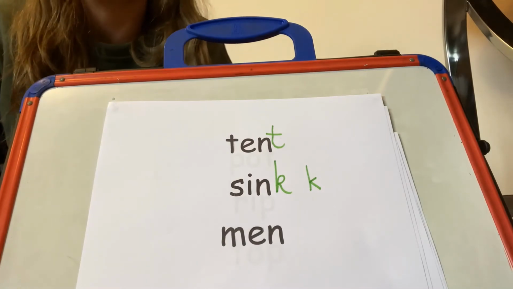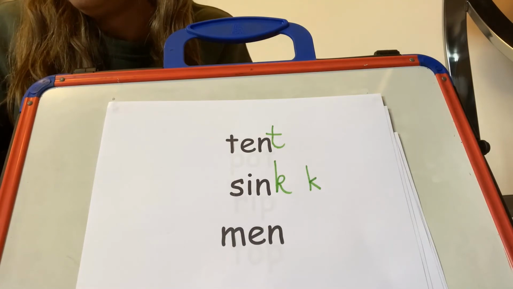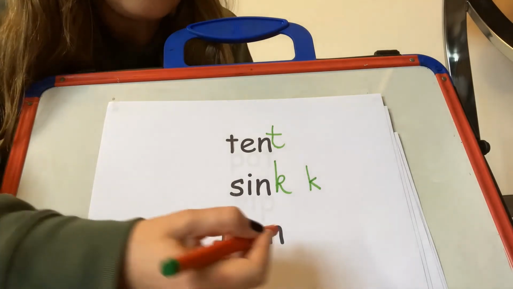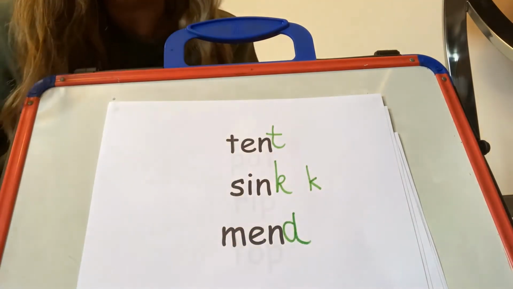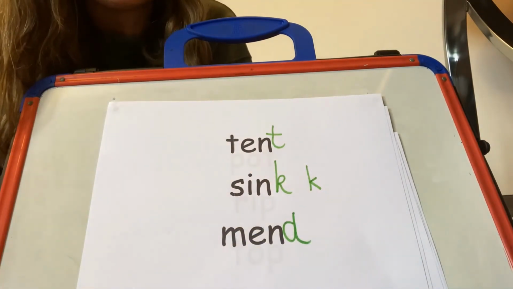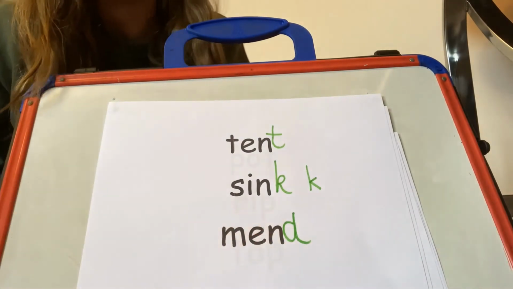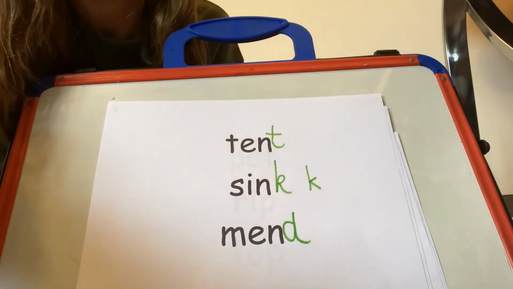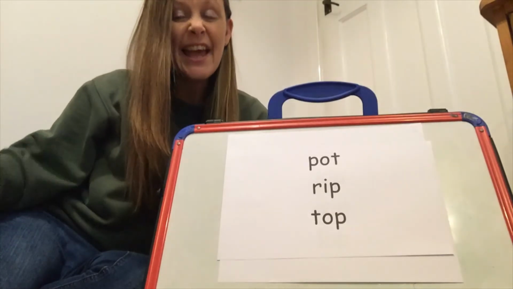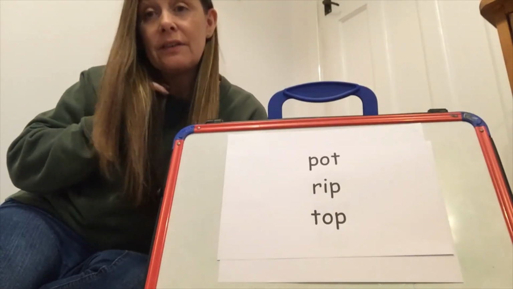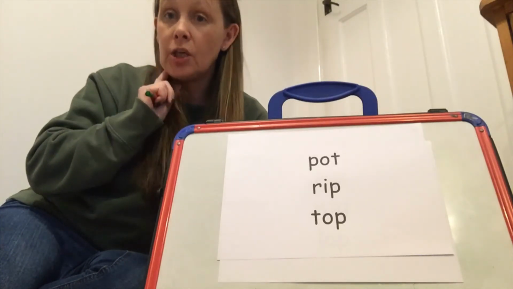Next, I'd like you to have a go at writing the word men. M-e-n, men. And then on the end, this time, I want you to add a d. M-e-n-d, mend. So here the adjacent consonants are again at the end. In the last activity, we focused on the adjacent consonants at the end of a word. In this activity, we're going to help the children to focus on adjacent consonants at the beginning of the word.